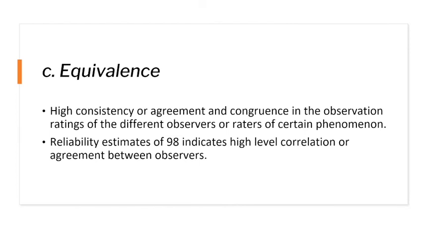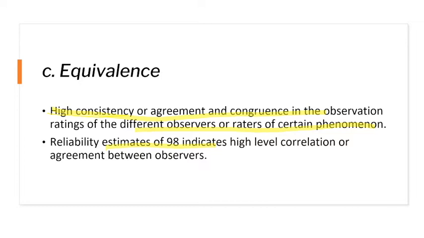Okay, let's talk about equivalence. When I say equivalence, it talks about high consistency or agreement and congruence in the observation ratings of the different observers or raters of a certain phenomenon. Your goal here is estimates of 98. Okay, 98% indicates high correlation between the agreement of observers.